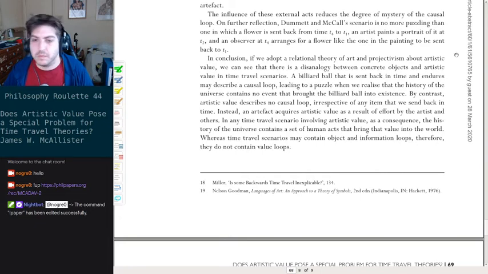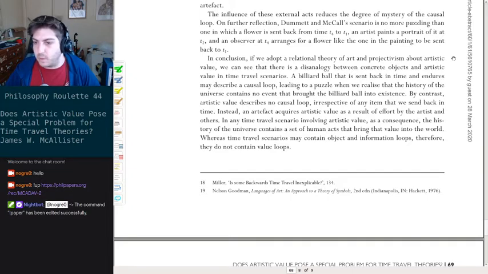So that's a fair point. In conclusion, if we adopt a relational theory of art and projectivism about artistic value, we can see that there is a disanalogy between concrete objects and artistic value in time travel scenarios. A billiard ball that is sent back in time and endures may describe a causal loop, leading to a puzzle when we realize that the history of the universe contains no event that brought the billiard ball into existence. By contrast, artistic value describes no causal loop, irrespective of any claim that we send back in time.